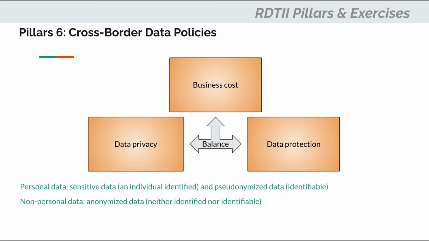Pillar 6 deals with cross-border data policies. The data policies prevent data from flowing in a laissez-faire manner. Sound cross-border data policies are often based on a subtle balancing of business cost, data privacy, and data protection, among other policy objectives. Regarding business cost, regulation on cross-border data flows tends to increase the cost of compliance as they set up barriers for businesses to store and process data.